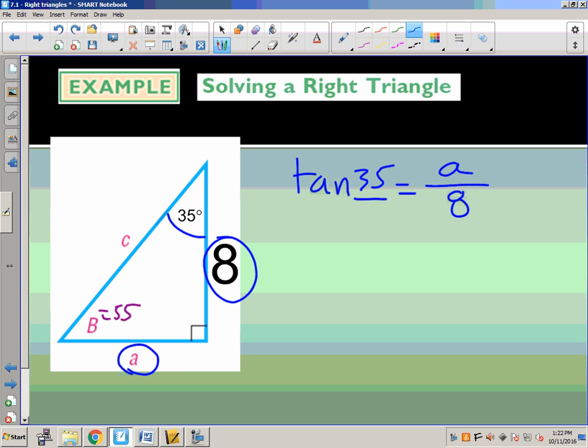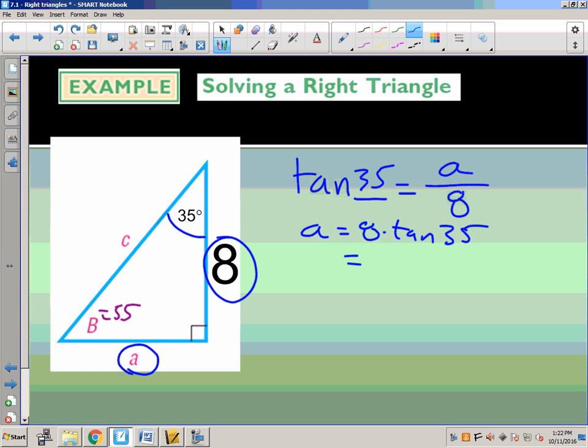Pretty easy one, too. We'll get rid of that 8 on the bottom by multiplying through by 8 on both sides. Get A equals 8 times the tangent of 35. Type that into our calculator. You guys can get your calculators out. Make sure you're in degree mode. Punch that in.